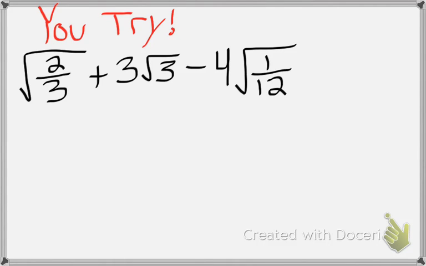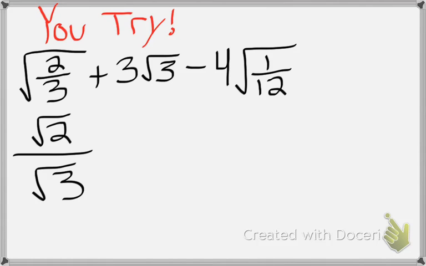Start by using the quotient property. Give the 2 its own square root. Give the 3 its own square root. Okay? Now, let's go ahead and focus on the left one first. Let's use what we learned in the last video. Let's start by rationalizing this denominator. Let's get that square root of 3 out of the bottom.